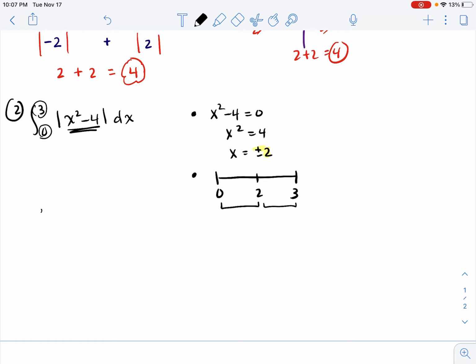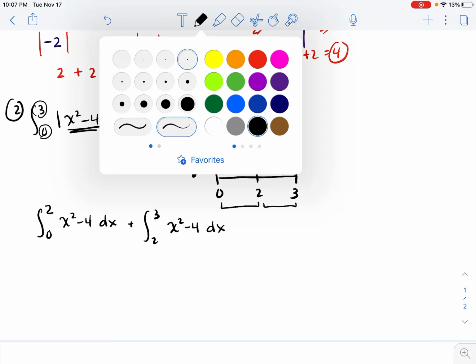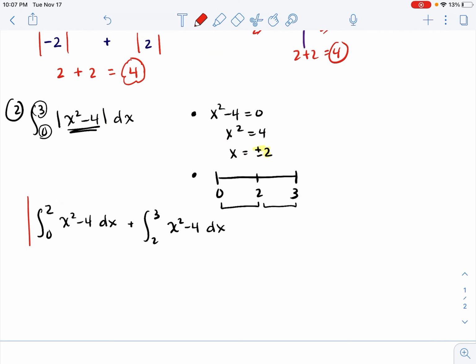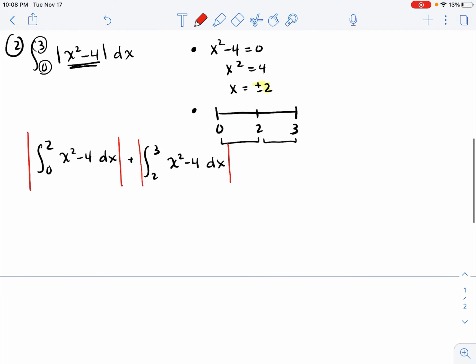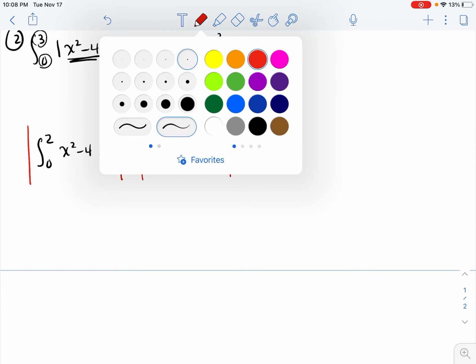So let's go ahead and rewrite that. So I'm going to have the integral from 0 to 2 of x squared minus 4 dx plus the integral from 2 to 3 of x squared minus 4 dx. And you guys remember, once I find these integrals, I'm going to take the absolute value of each answer and then add them together. So that's like the little special part at the end. Now, you guys know how to do this. Okay, let's go ahead and do this together.